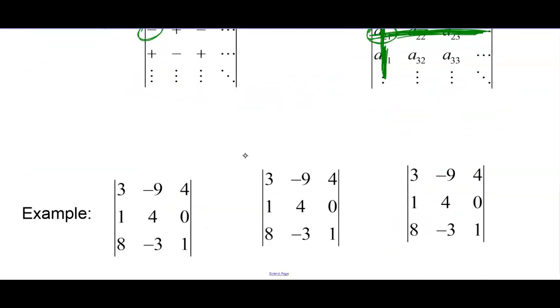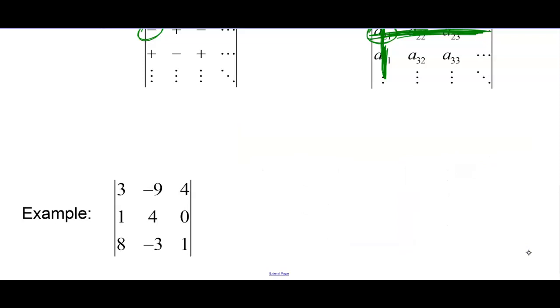So, actually, let me get rid of these for a second. I'll bring them back in a moment. Let's say we're trying to work out this 3 by 3 determinant, and we're going to do it by expansion. And let's say, at random, we pick this row here.